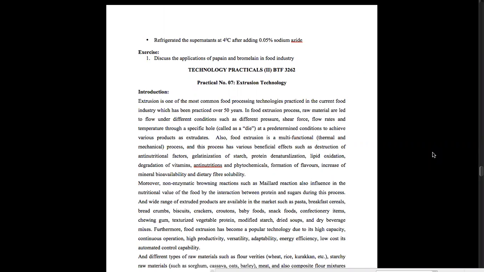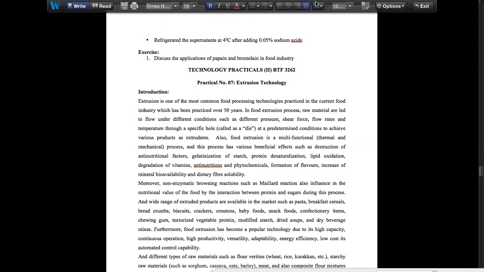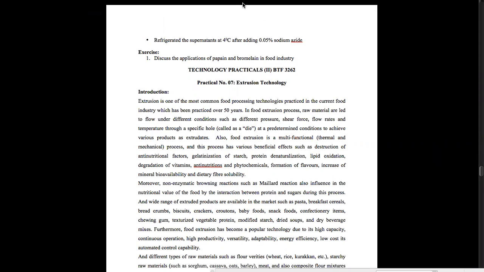Good morning, dear students. Today we are going to start practical number 7, extrusion technology. Extrusion technology is one of the very important topics you learn, because nowadays it is being used in several industries. You know its benefits, and there are also some disadvantages. In this practical, we are going to get hands-on experience with extrusion and using the extruder.